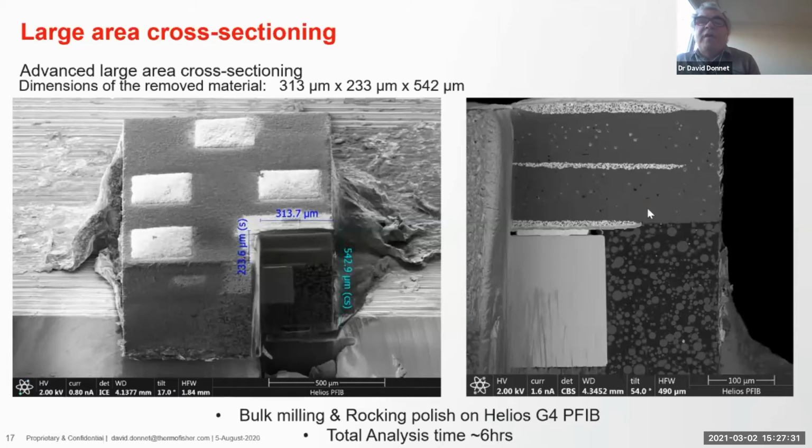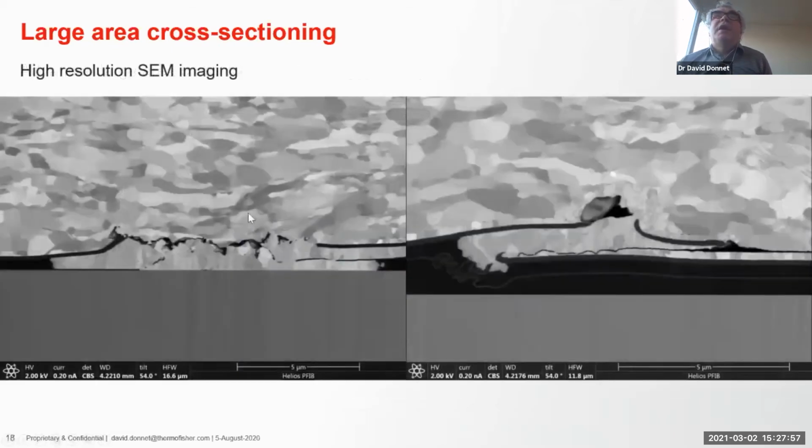This is a form of off-axis milling for which no extra holders or technology is required. It is built into the system. And so after 6 hours for such a huge cross-section, we have this beautiful image here of the package and the device. And we're able to, of course, zoom in and take very high resolution images of intermetallics and such like. So static cross sections are really a large part of what people are doing.